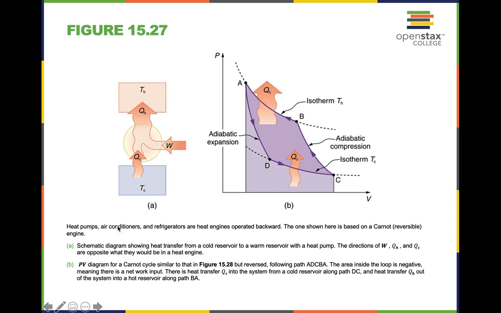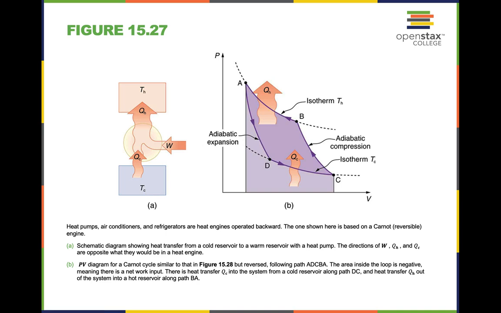So same thing here. For A, we have a schematic diagram showing the heat transfer from a cold reservoir to a warm reservoir with a heat pump. The directions of W, Q_H, and Q_C are opposite what they would be in a heat engine. So here, the loop is from A to D first instead of A to B. And we see that the heat is coming from the cold reservoir to the hot reservoir here.